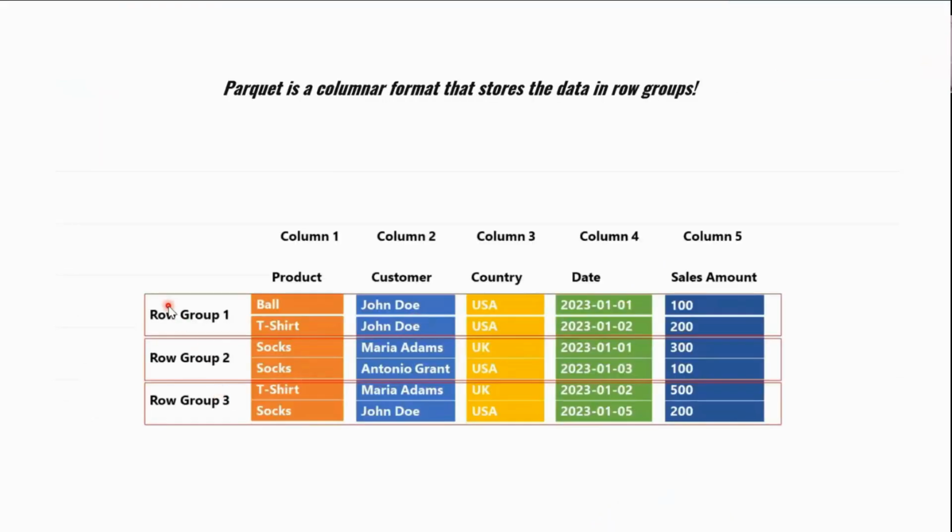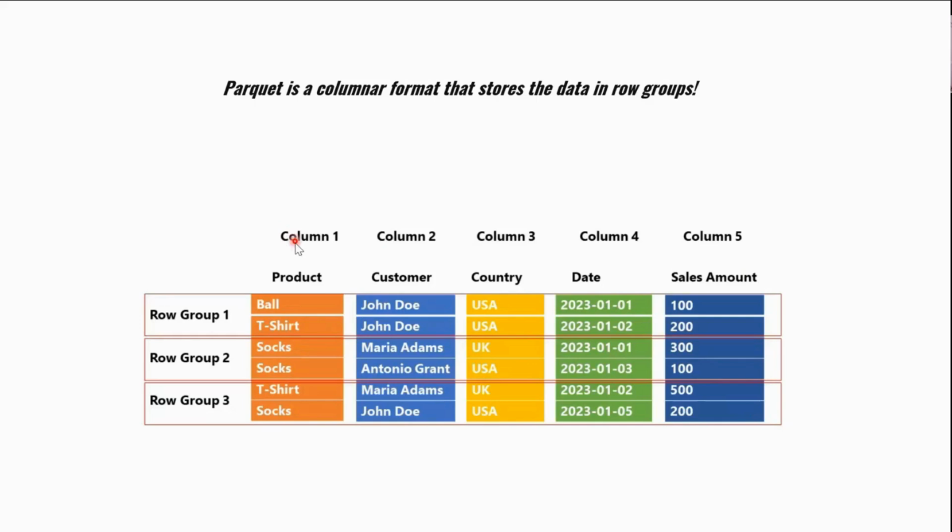So now Parquet is a columnar format with an advanced concept of preserving the data in row groups. Now what happens is, let's take the question of Maria Adams. How much amount did the customer Maria Adams spend? Correct. So which column am I concerned with here? The customer column and the sales amount.